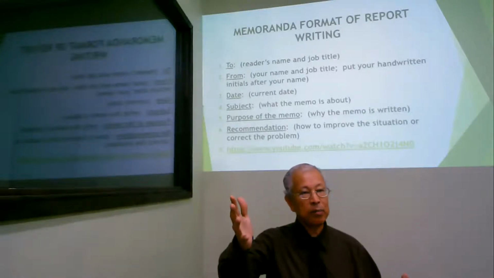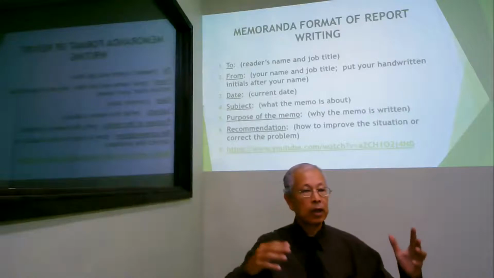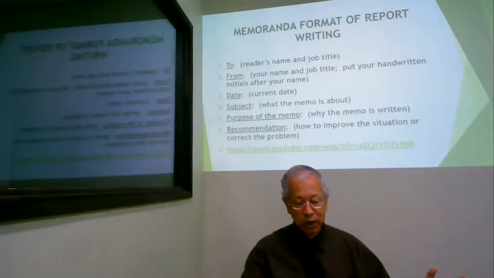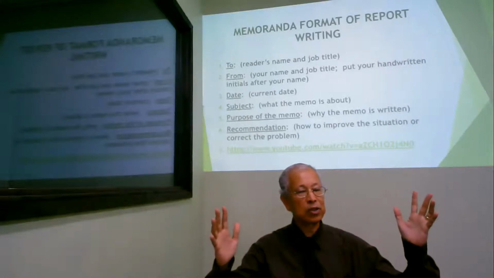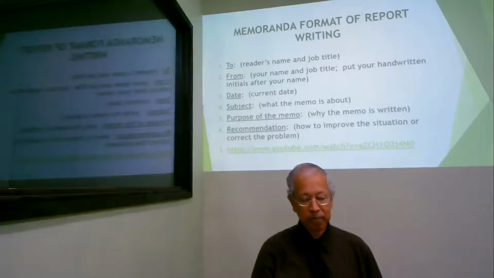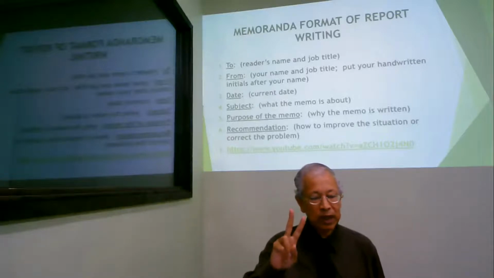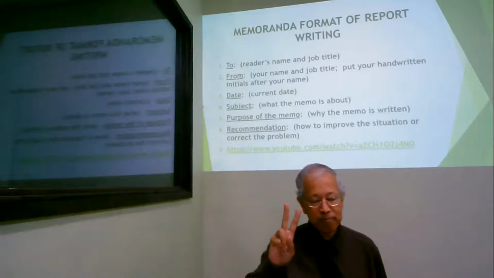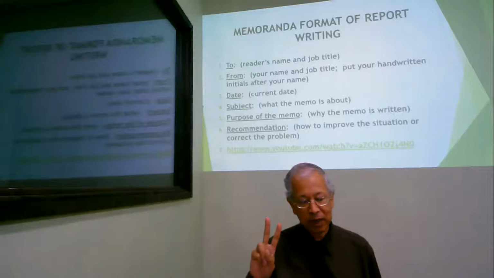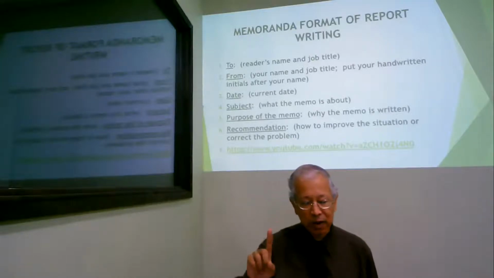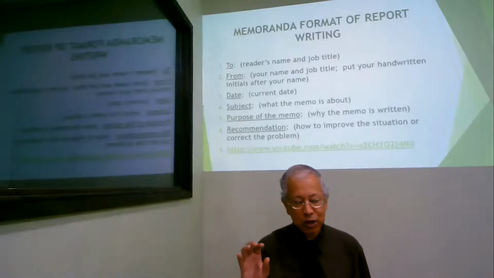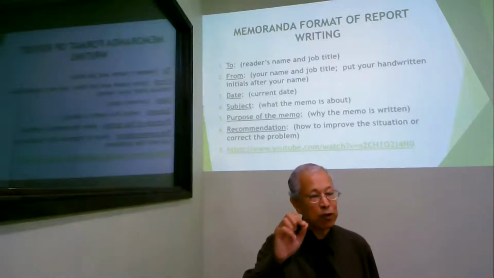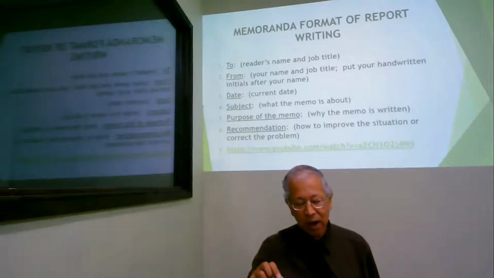In your case, it might be student. Later on, or right now, it might be evangelist. But it is some title that tells what kind of work you're doing. Number 2, the memo tells you from whom this memo is coming. And so the person gives their name and job title and puts their handwritten initials, that is the first letters of their name, by it.